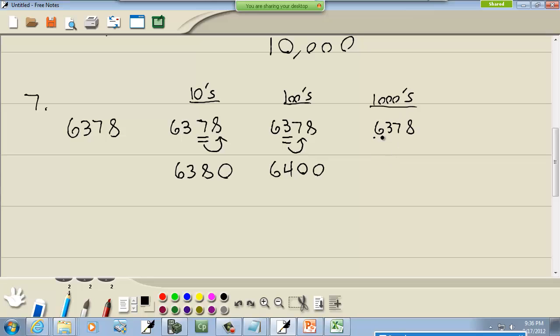And the thousands place. This is the thousands. Look at the digit immediately to the right. It's less than 5, so we're going to round down, which means this digit remains as is, and all these to the right become zeros.